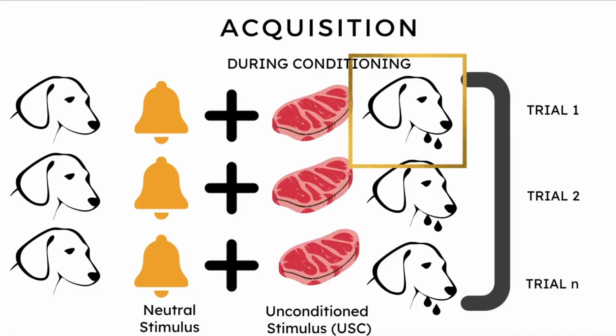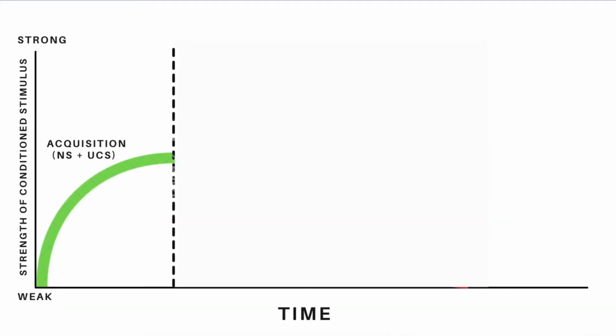In the case of Pavlov's experiment, we can expect that when the dog salivates at the sound of the bell, acquisition of stimulus-response mapping has occurred. Graphically, we can plot this acquisition process as presented here on this graph, with increasing strength of the conditioned stimulus, which occurs during the conditioning process. The stimulus-response mapping between the neutral stimulus and the unconditioned stimulus tends to increase over time.